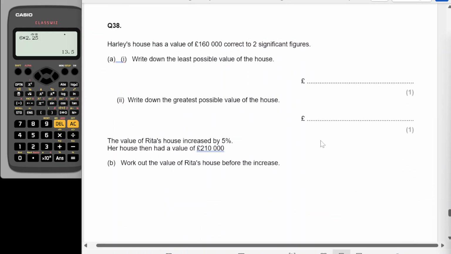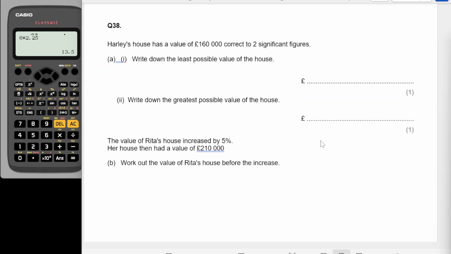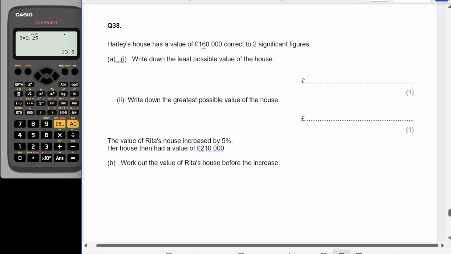Question 38. Harley's house has a value of 160,000, correct to 2 significant figures. Write down the least possible value of her house. So it's been rounded to 160,000.